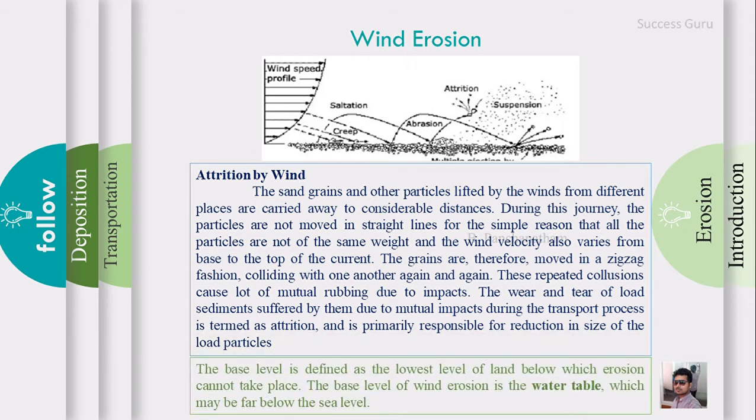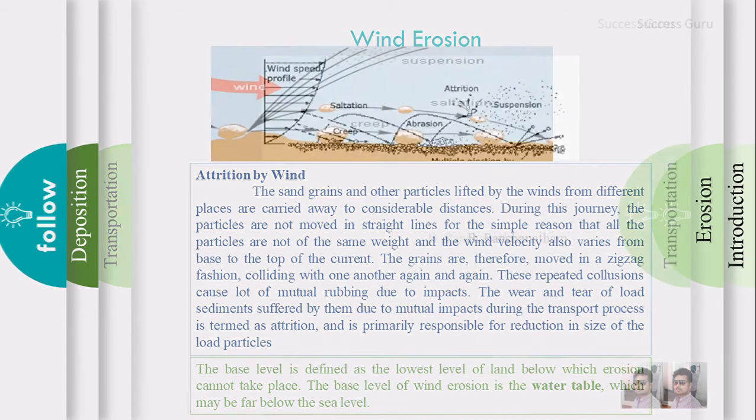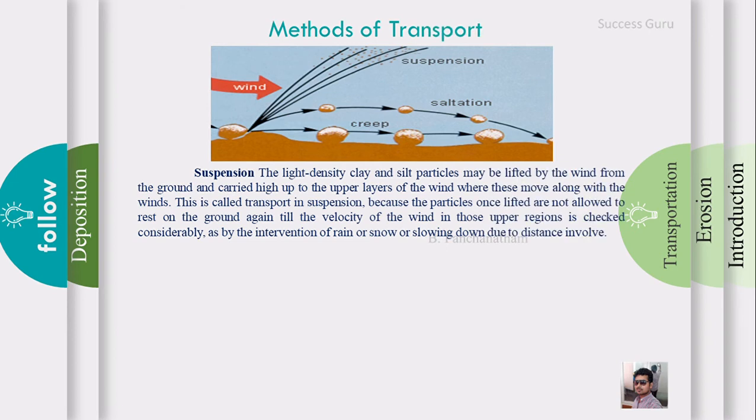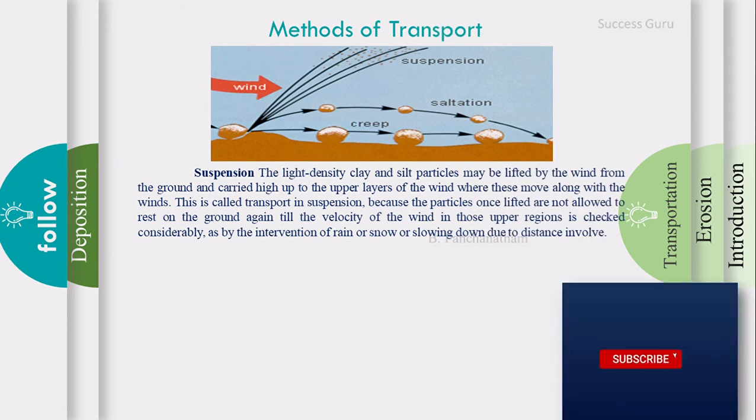The next one is an important thing, that is the base level, which is defined as the lowest level of a land below which erosion cannot take place. For wind, the base level of erosion is the water table level, which may be far below sea level. So you should remember this term, the base level of erosion, below which the wind cannot do its erosional process. The next one is the method of transportation.